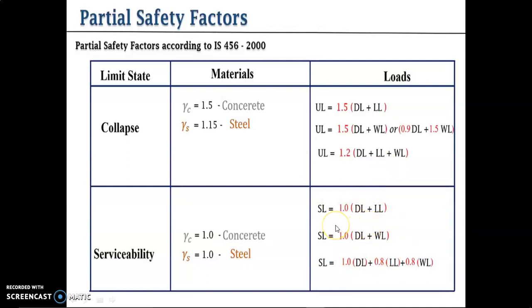Similarly, we consider the limit state of serviceability. Here the partial factor of safety is 1 in the first combination, again 1 in the second combination, and in the third combination we take 1 for dead load and 0.8 for live load and wind load. So these are the partial factors of safety we consider for the material and for the enhanced load.